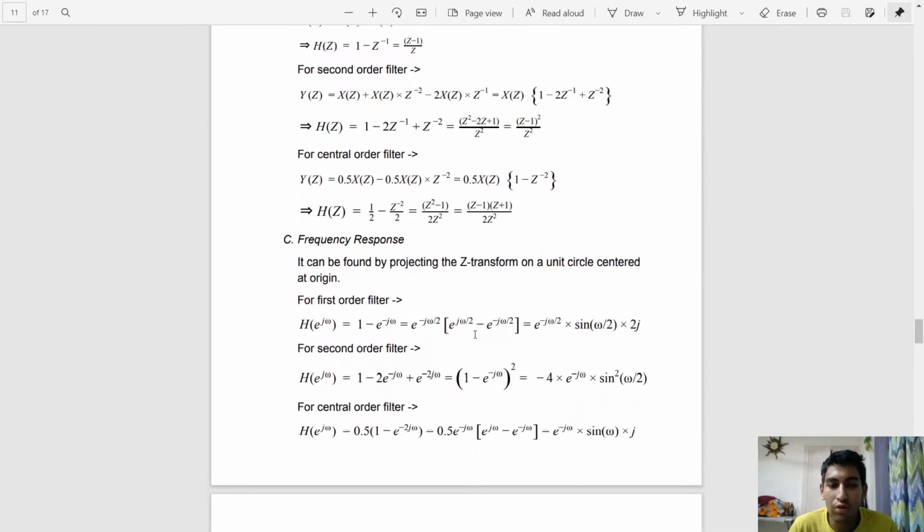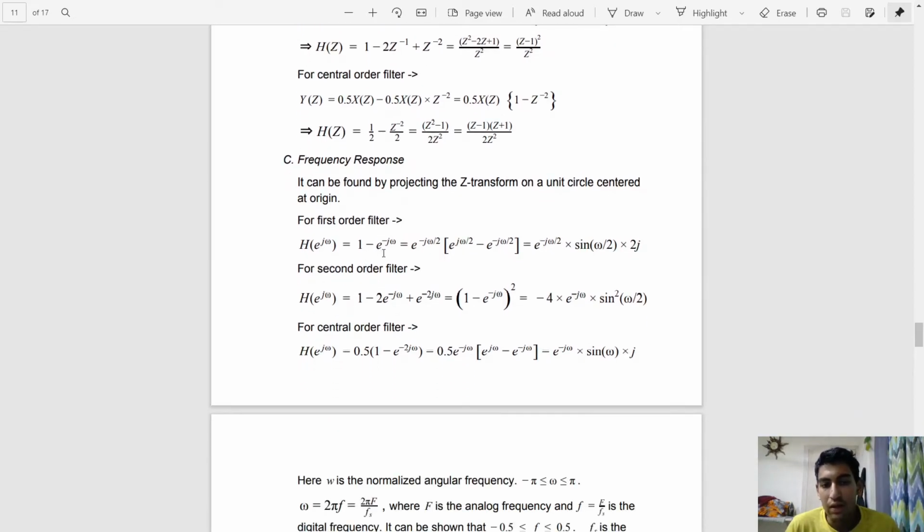The frequency response can be found in a similar manner to the endpoint moving average filter by replacing z with e raised to power j omega, which is equivalent to taking the projection of the z transform on the unit circle centered at the origin. We get this for each of the filters.